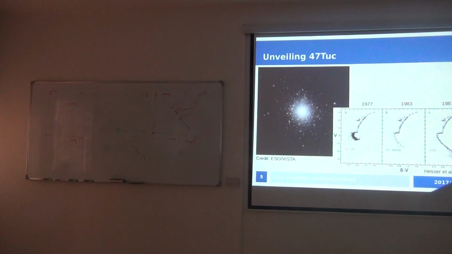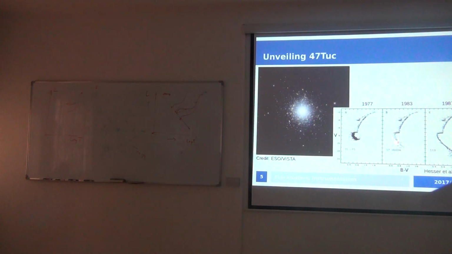If we look at a typical globular cluster inside our Milky Way, this is 47 Tuc, which is one of the most massive globular clusters in the Milky Way, with approximately 1 million solar masses. So it's really quite massive. And this is how the color magnitude diagrams that we could observe for these clusters have evolved with time. You see again the problem that in the first color magnitude diagrams, you could barely see the main sequence. You only had this very, very short main sequence here.